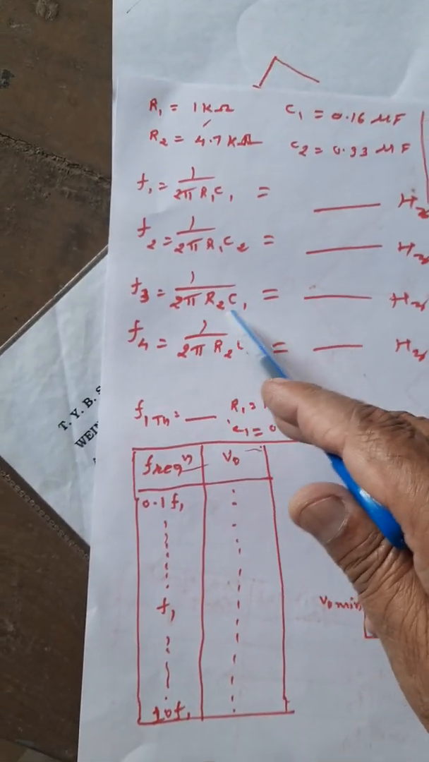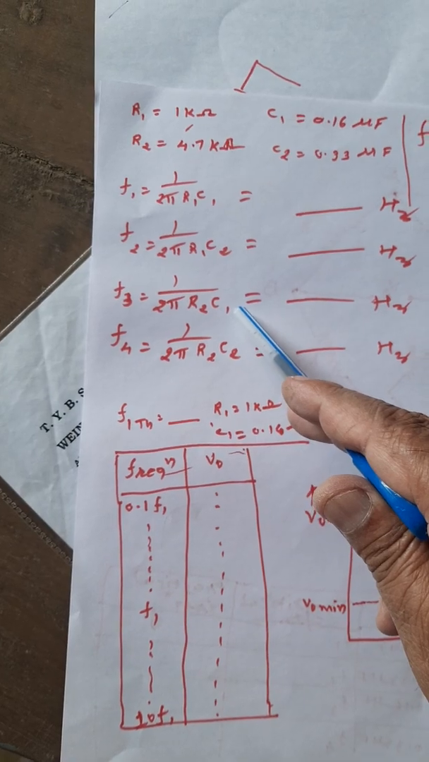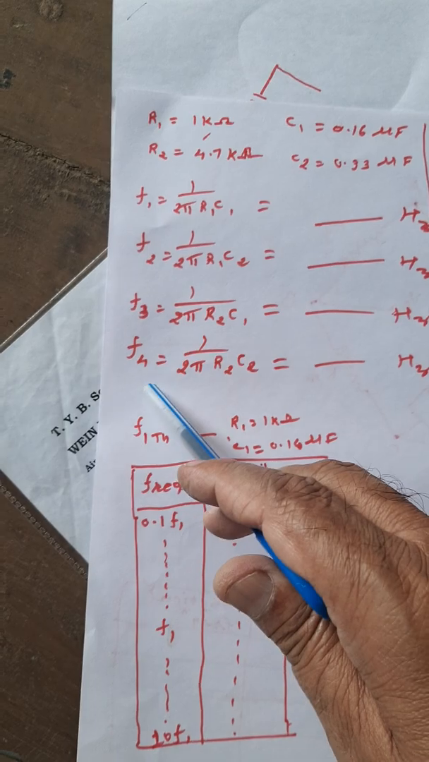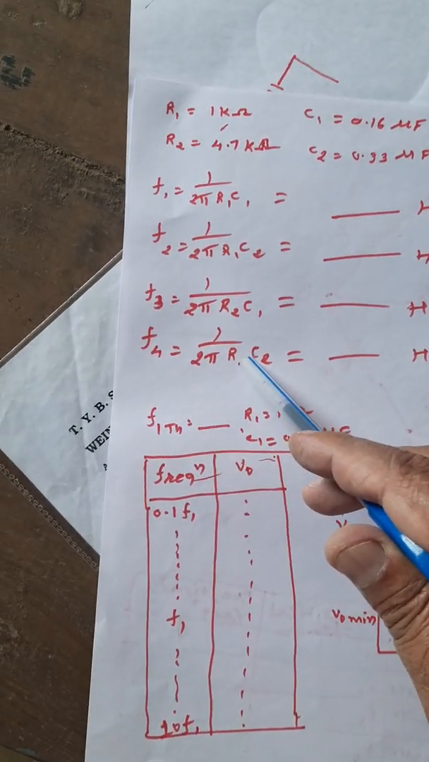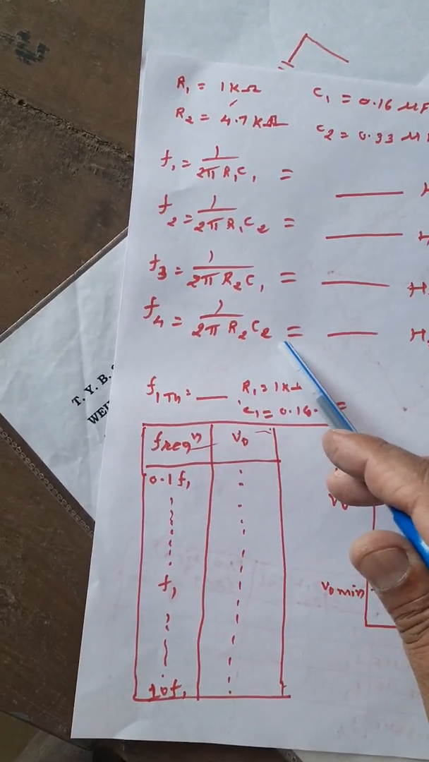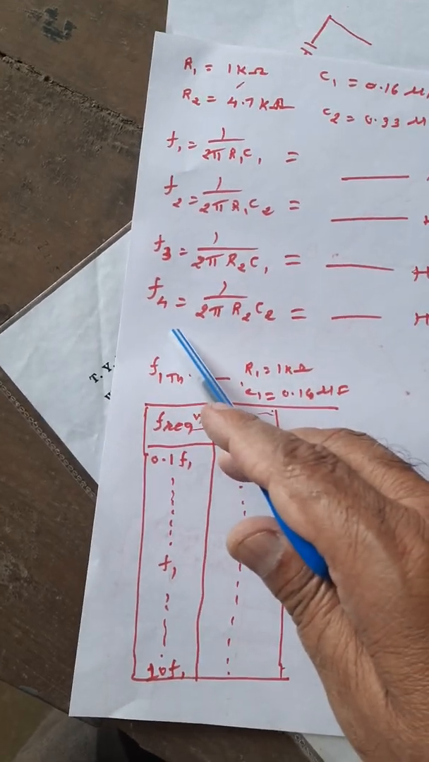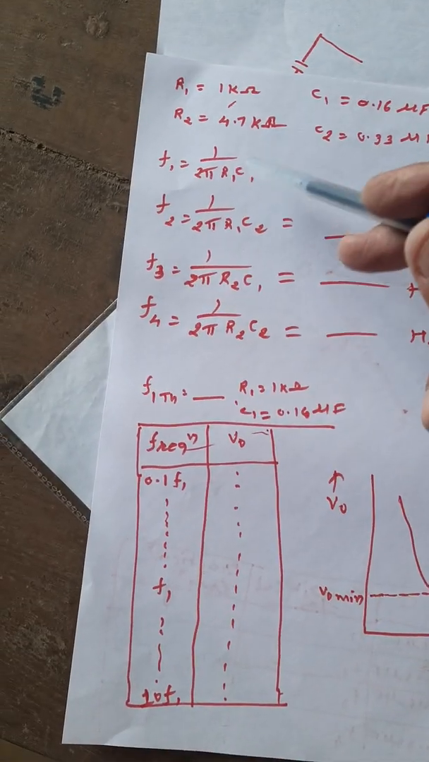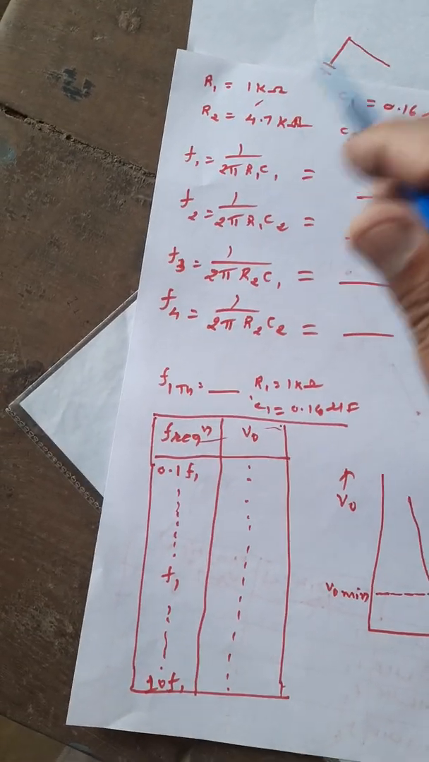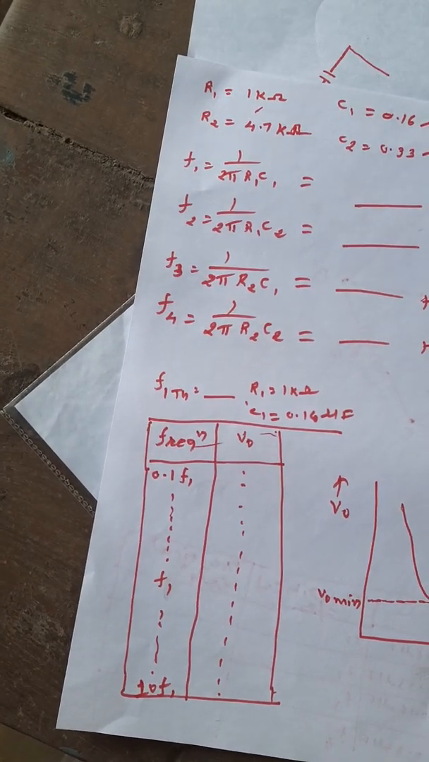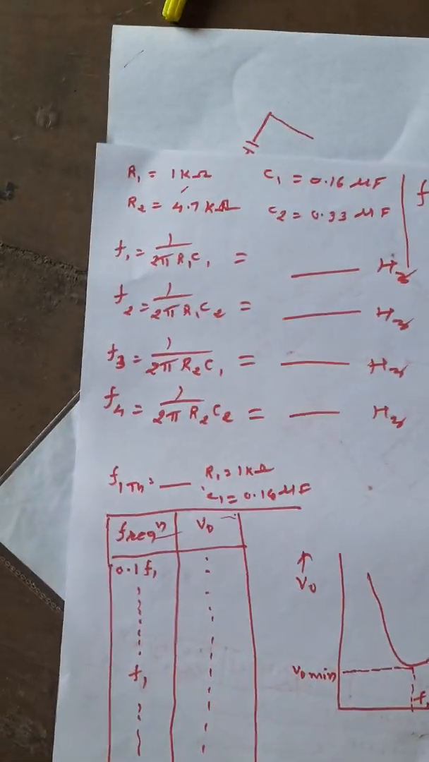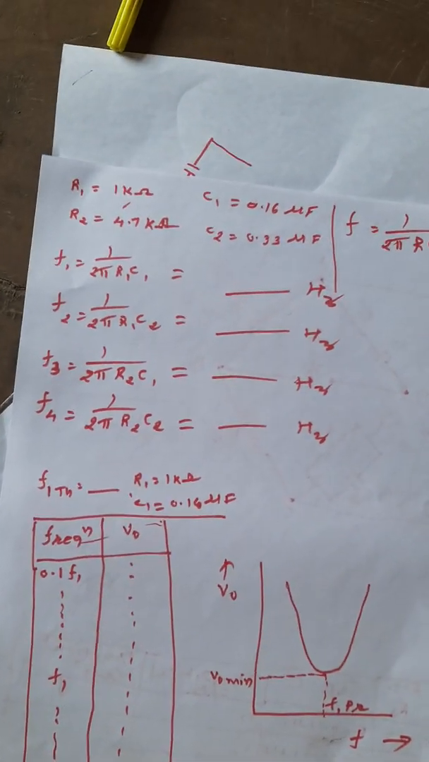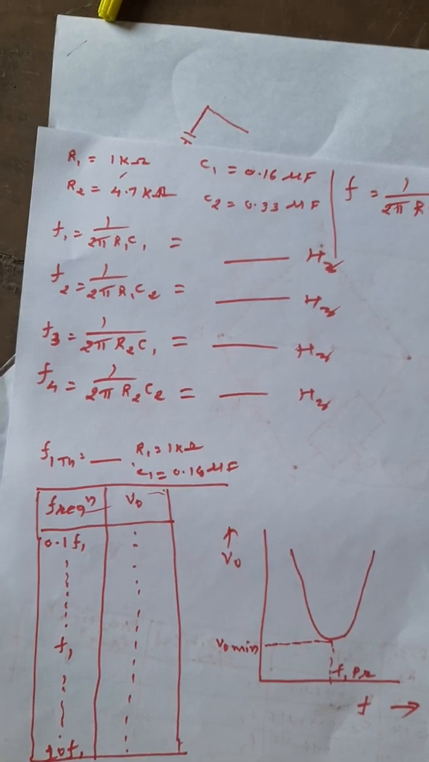Similarly, we can also select a combination of R2 and C1. So the bridge is going to balance at a new frequency F3, and when we select a combination of resistor R2 and C2, the bridge is going to balance at the frequency F4. So by selecting the combinations of R and C from the available values, we can have 4 different values of frequency at which the Wien bridge is going to balance.